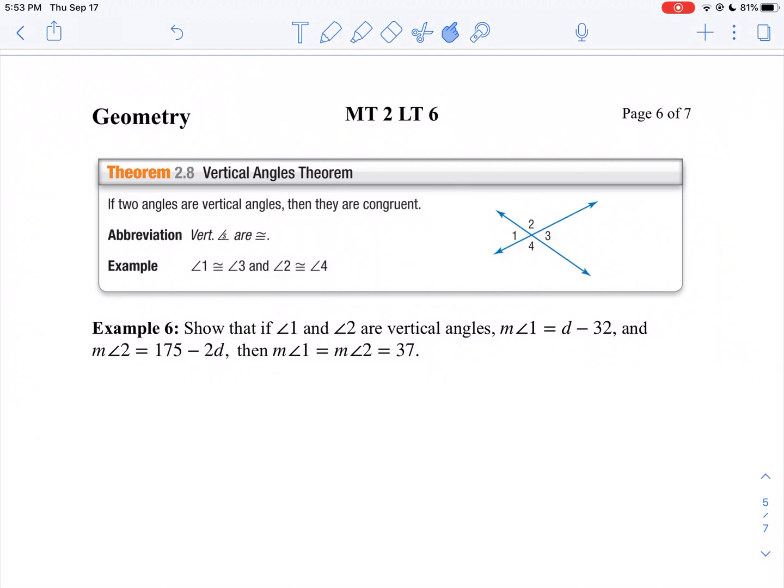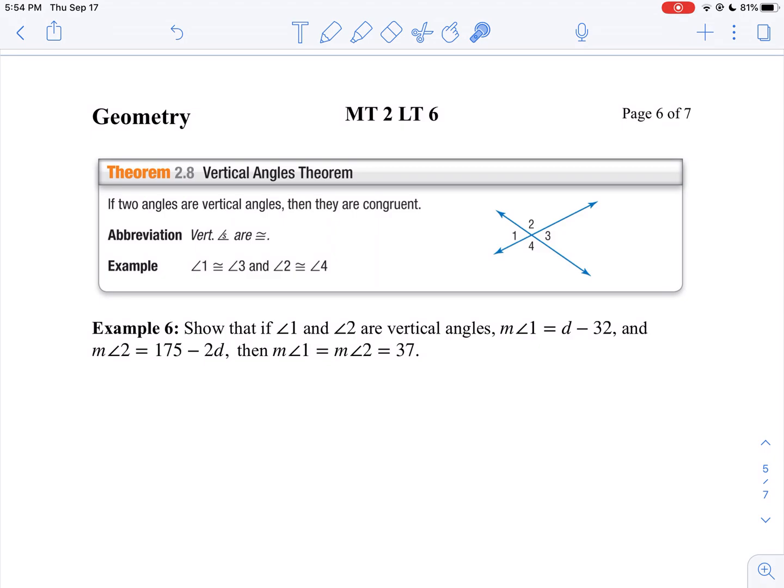In part 6 of our seminar, we have another theorem we're going to be using. Only we're not going to do a proof this time. Well, we're kind of doing a proof, but it's more algebraic. Vertical angles theorem. We kind of did this last chapter too.